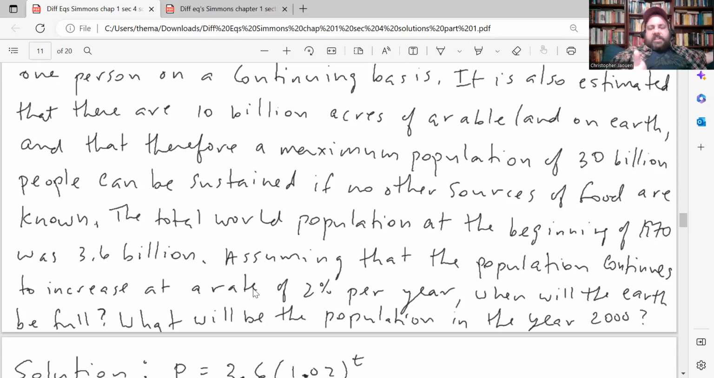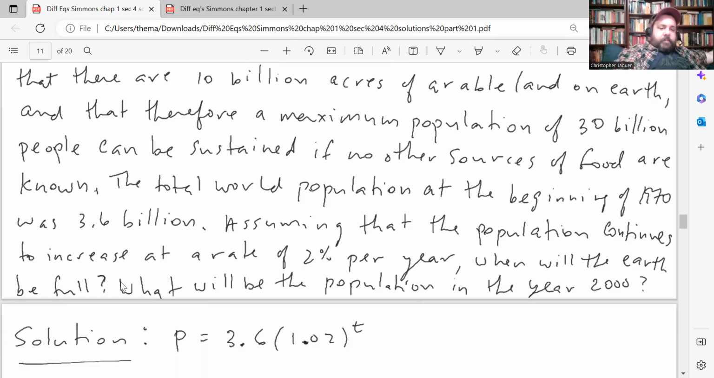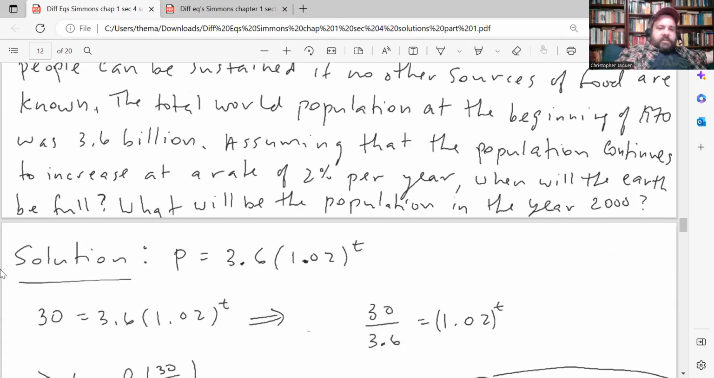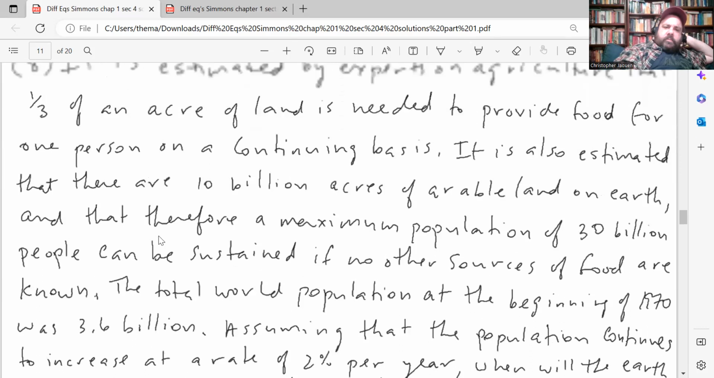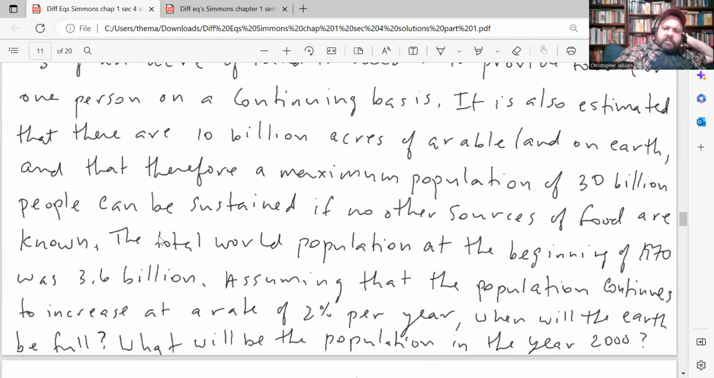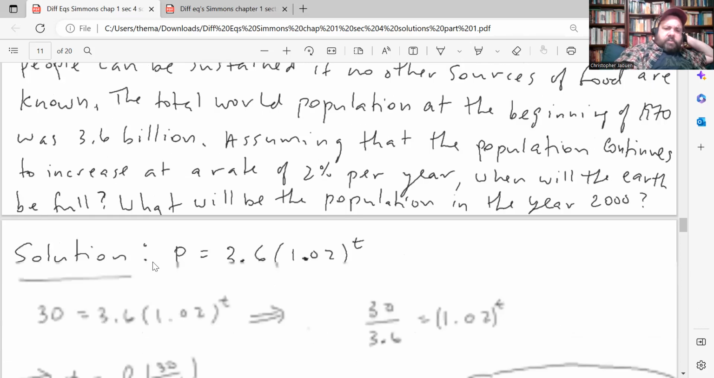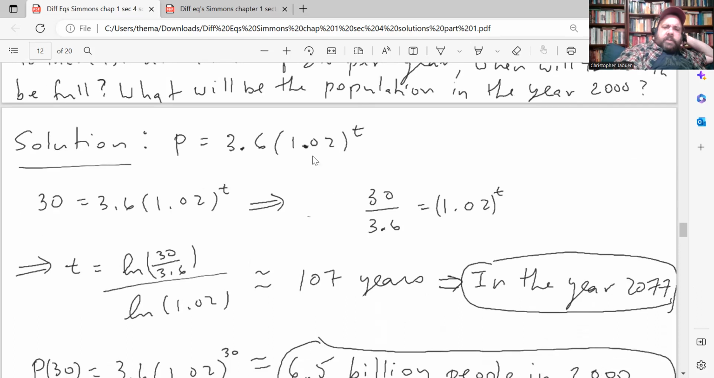Remember, this book was written in 1950, so I don't know if these numbers are accurate still today, but we'll use the numbers that he gives us. So P is 3.6 times 1.02 raised to the T power. That's from the information they gave us. In what year was the initial population given? I forget now. Oh, sorry, this book was written in the 70s, I guess. Total world population at the beginning of 1970 was 3.6 billion.